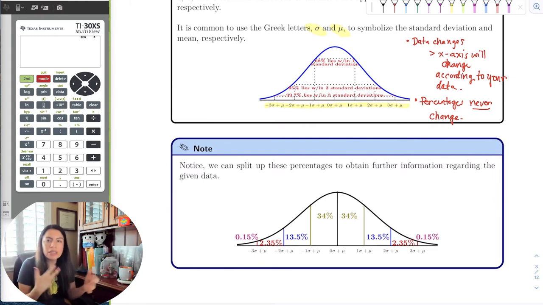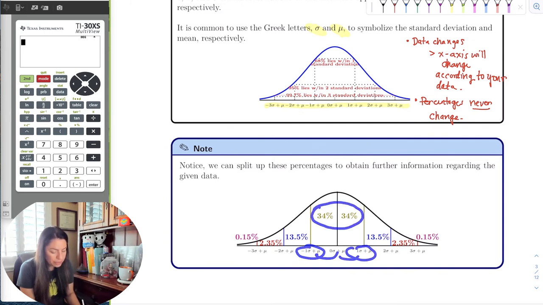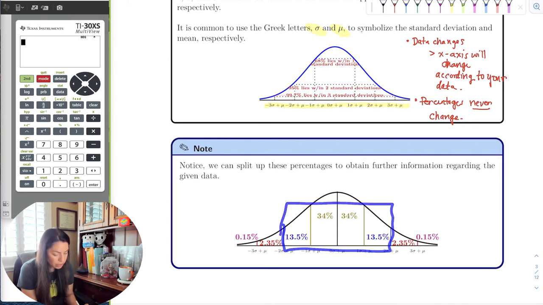We could split these percentages up even further. So here, for the first standard deviation away from the mean, we have 68%, but because it's symmetric, we know that right here is 34 and 34. Again, percentages never change, just the x-axis. So two standard deviations away is 95%. So if I added these percentages here, that would equal 95%.